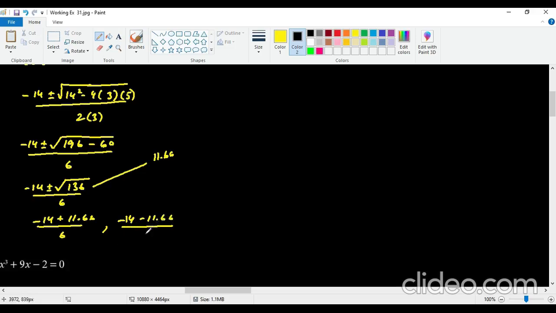So when subtracting these, it's going to give us minus 2.34 divided by 6, and the other one is going to give us minus 25.66 divided by 6. So this value is going to give us negative 0.39, and this one is going to give us negative 4.27. These are the two values of x.